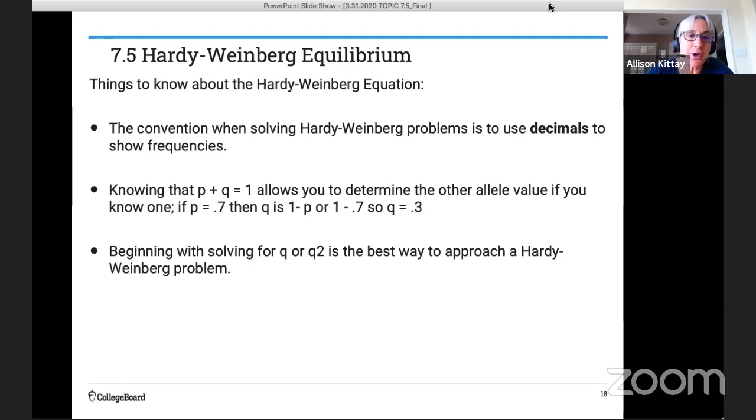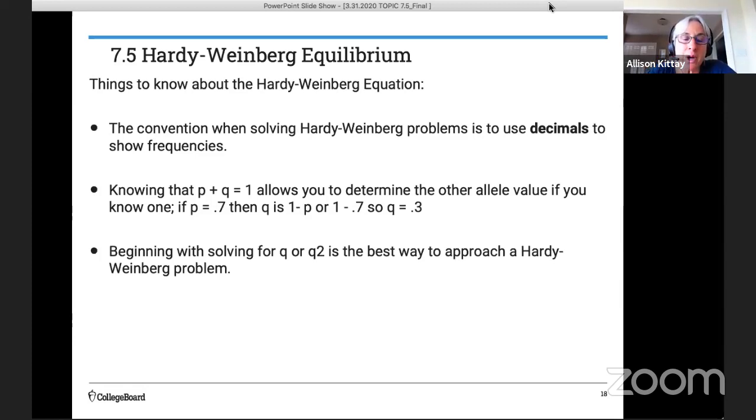Okay, some things to know about the Hardy-Weinberg equation. The convention when solving Hardy-Weinberg problems is to use decimals to show the frequencies. You may see coming up some questions that ask you to determine the percent of a genotype or an individual. And since we're using decimals, all you would need to do is multiply by 100 to get that percent. And we'll get some practice with that in a minute.